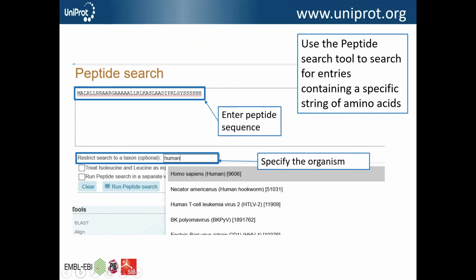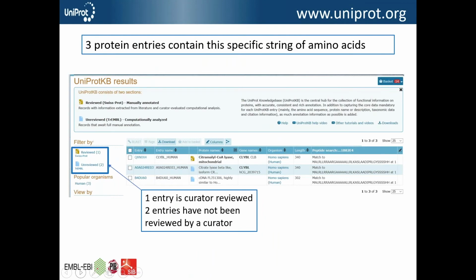In the search box, you enter your peptide sequence, and if you wish, you can specify a specific organism. In this example, I've specified human, and then you click search, run peptide search. This tool will bring up all of the protein entries that contain this specific string of amino acids. In this example, I can see that there are 3 protein entries that contain this specific string; 1 has been curator reviewed and 2 have not.